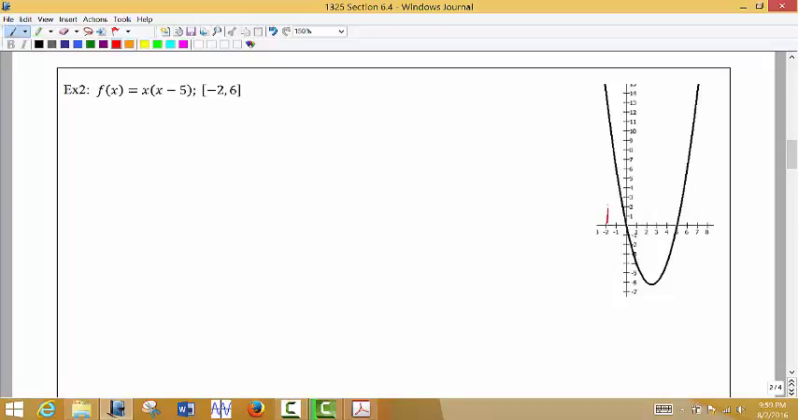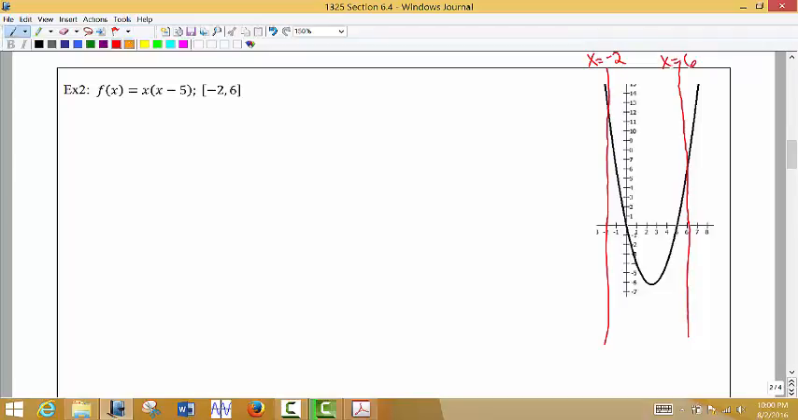So I'm going to go ahead and just mark off x equals -2, which is right here. All the way to x equals 6. So from here to here. Oops. Let's make that more straight. Okay.